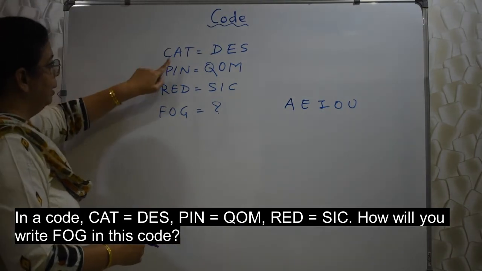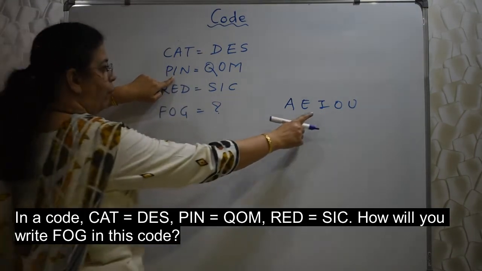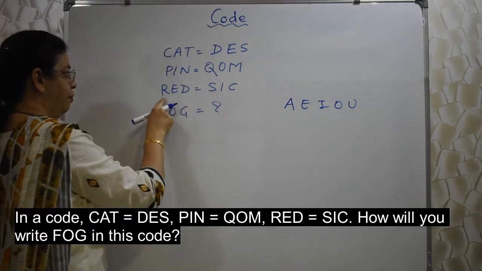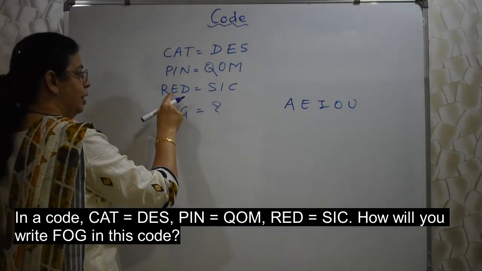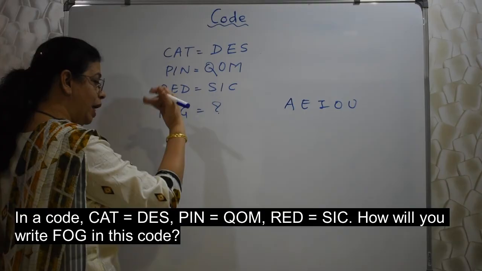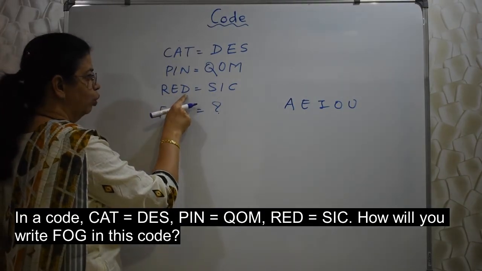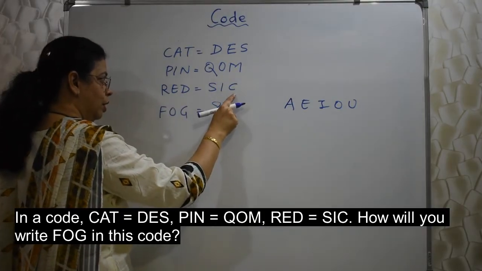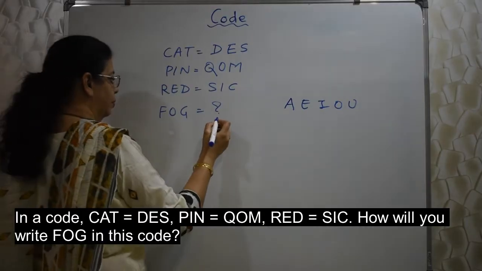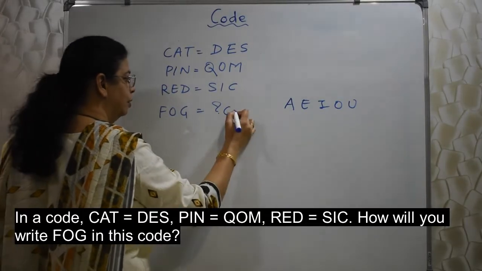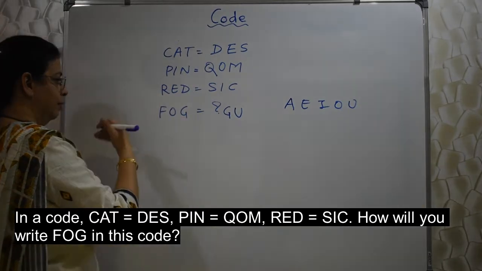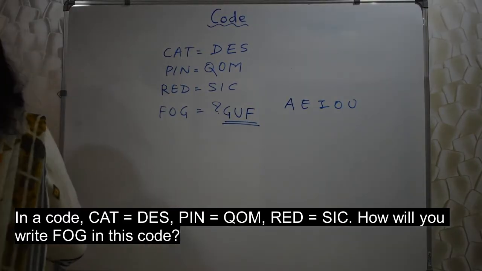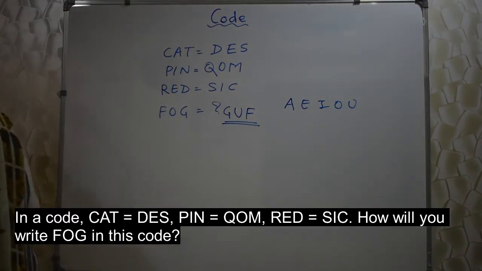So P is followed by Q. Which vowel comes after I? O. Yes. And the M before N. Same way here: R is followed by S, E is followed by I, and the one before D. These two things tell you, don't just go with the same trend. Okay? Here it is before. The one before last. So F is followed by G, O is followed by U, and the one before G. So this is going to be your answer: GUF. Okay, students?